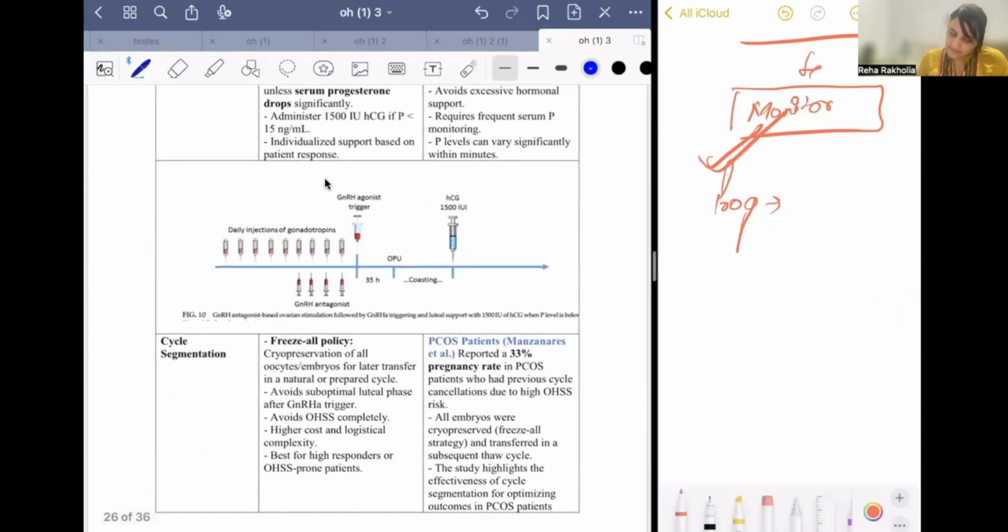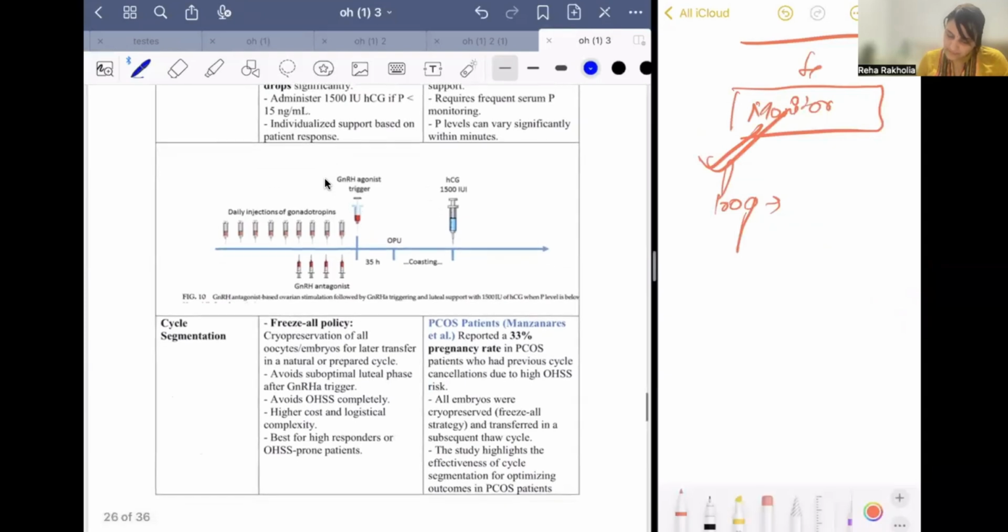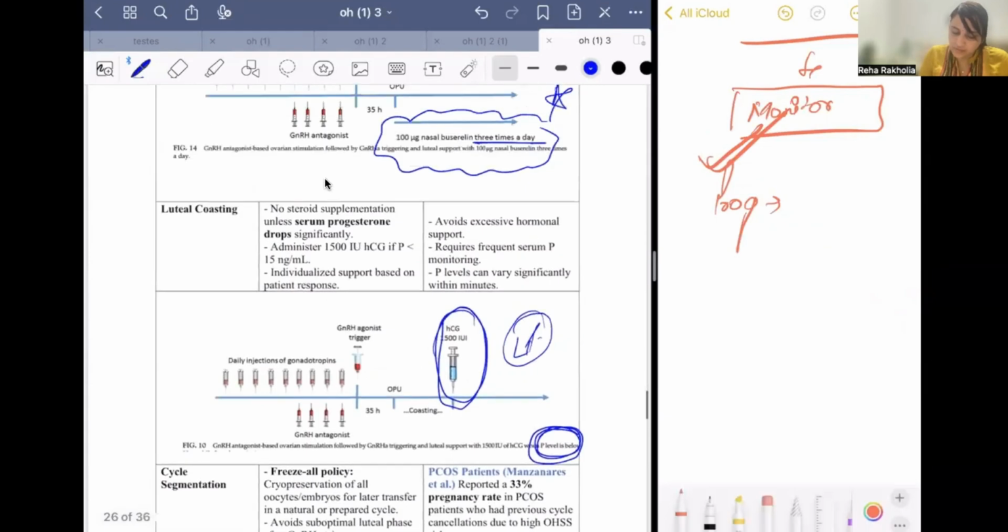See it. With the help of diagram, we can see when progesterone level were below some critical value, we added HCG in the luteal phase. Okay, this is called luteal coasting, but it needs frequent monitoring. So it is very hectic monitoring.